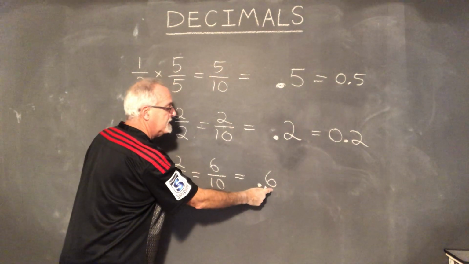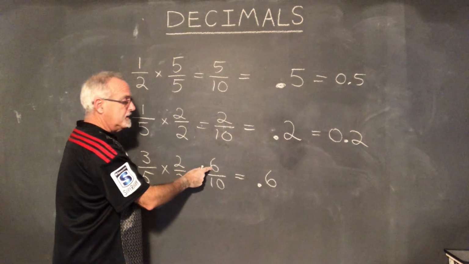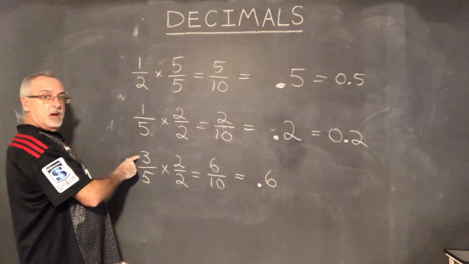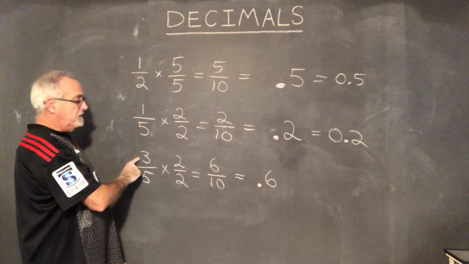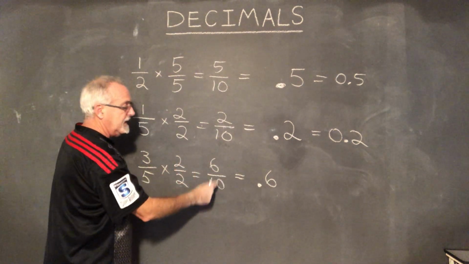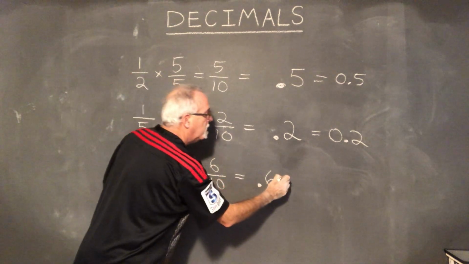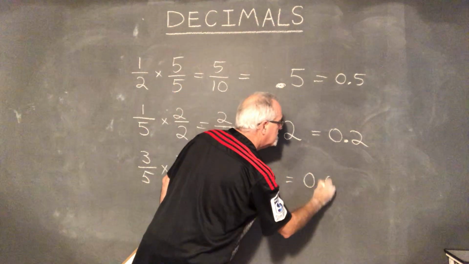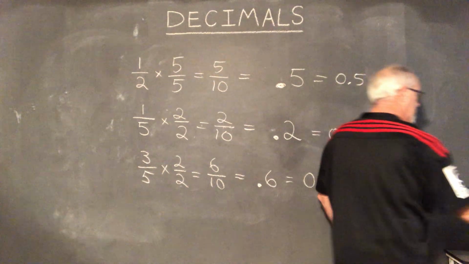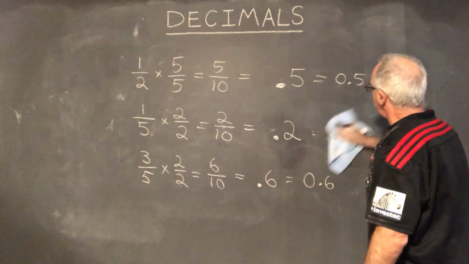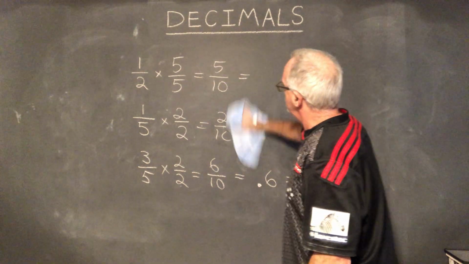Tenths means I need one digit. There's my digit. It's a 6 this time. I don't want to use the 3, no, because that didn't have 10 as a denominator. I want to use the 6 because that has a 10 as a denominator, and this will work. And of course, I can do this as well. I'll leave that one there for a second while I erase these two.